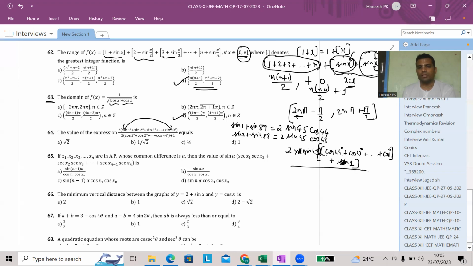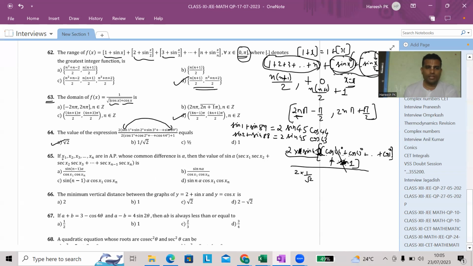And if you now see, numerator has 2 cos 44, cos 43 up to cos 1, and then plus 1. That's exactly what the denominator is. So that will get cancelled, and you'll be left with only 2 sine 45. And sine 45 is 1 by root 2. So 2 into 1 by root 2, answer will be root 2. So we go to the next question, 65th one.